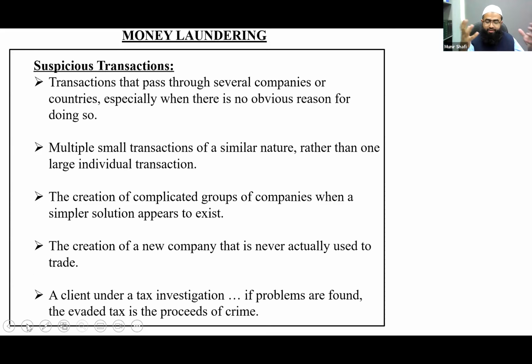The creation of a complicated group of companies when a simpler solution appears to exist. The creation of a new company that is never actually used to trade, no trading, simply amount rotation, amount channelizing, amount rotating.